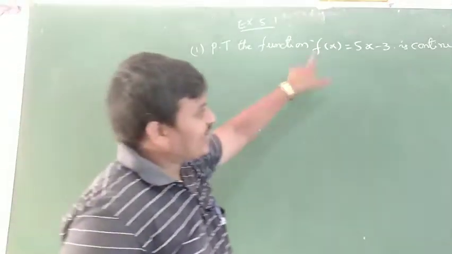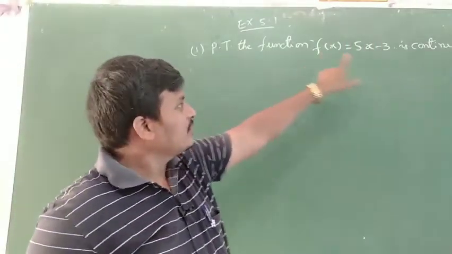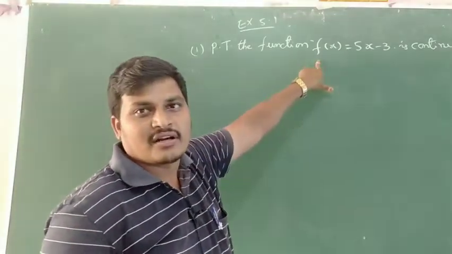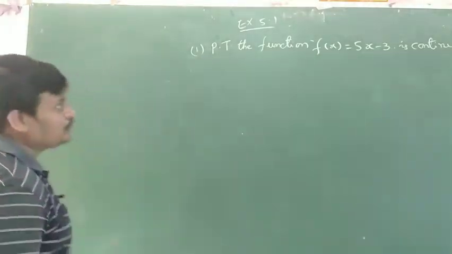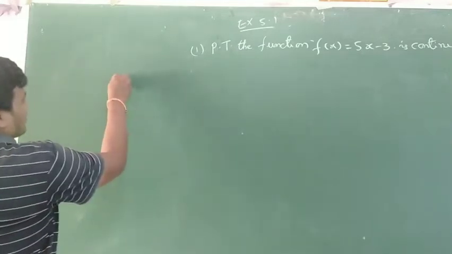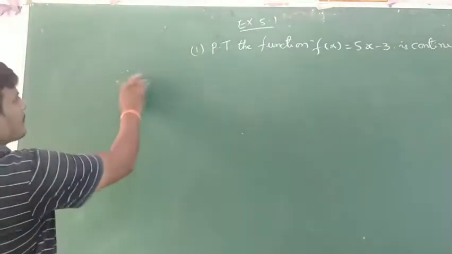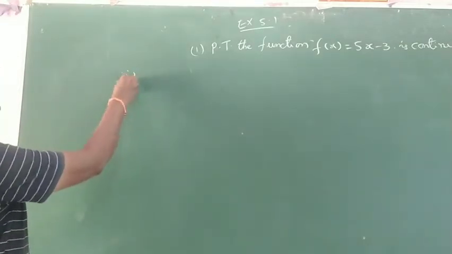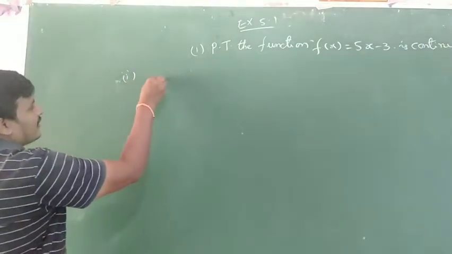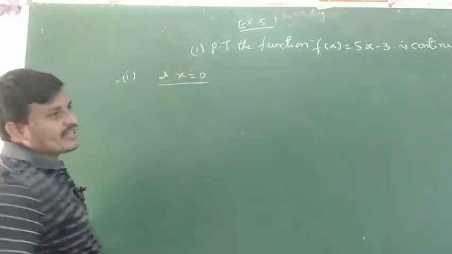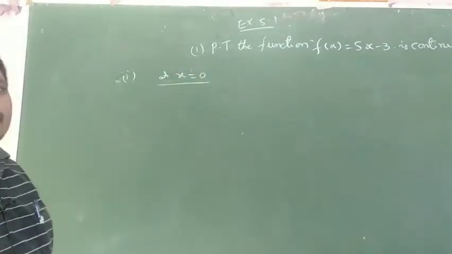We check whether the given function is continuous or not at x is equal to 0, continuous or not at x is equal to minus 3. This is the first one. The first one is, what is the first one? First one, at x is equal to 0. What is the definition of continuity?